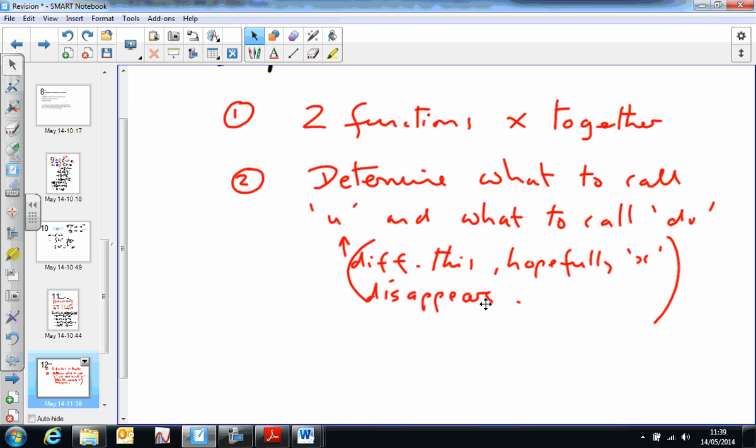So step two, decide what you're going to call u and what you're going to call dv. Remembering that whatever you call u, you're going to differentiate, and hopefully, as we've discussed, the reason is that x disappears. If not, if I apply it twice, will it disappear? 3 times, will it disappear? So it can get long-winded, but it will work. In the exam, it will disappear first time through. Okay, so that's step two. What's next?